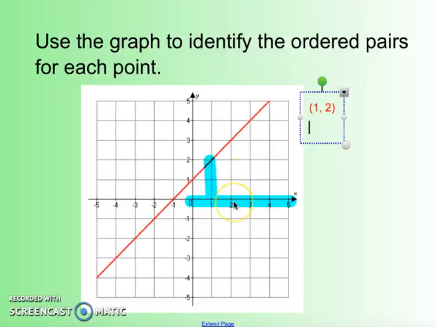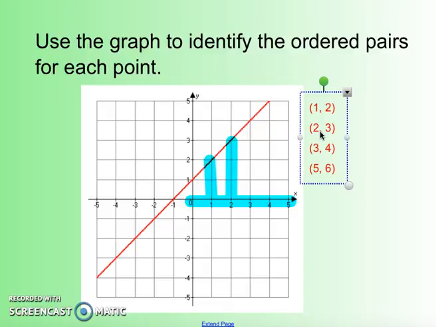How about if I plug in 2? What spits out? Well, if I draw a line straight up from 2, I hit 3. And so I get an answer of 3. So my ordered pair would be 2, 3. What if I plug in 3? Yeah, I get an answer out of 4. And if I plug in 5, what do you think would be my answer? 6. Yeah, nice guess. I can plug in any number.